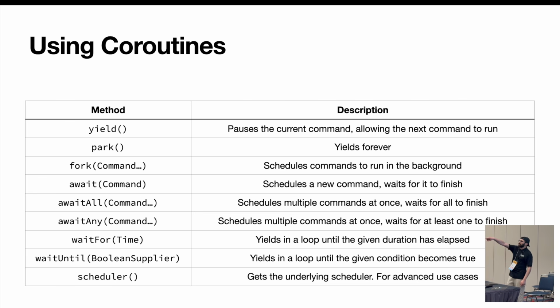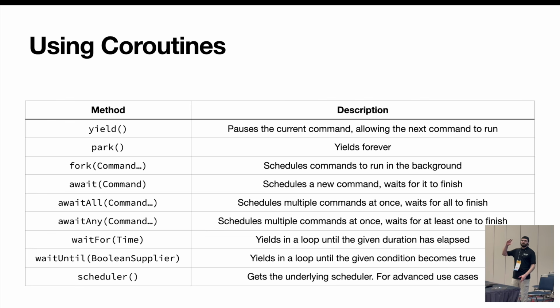So one question over here. Can we join commands like before? Yeah, that's what await does. Because the scheduler's a little bit smarter now, if you have a command that's currently running in the scheduler, and you try to reschedule it, it will just return immediately because it's already running. But it'll still wait at the end. So you can fork, and then you can wait for that command to finish at some later point. It's the same then. Yeah.